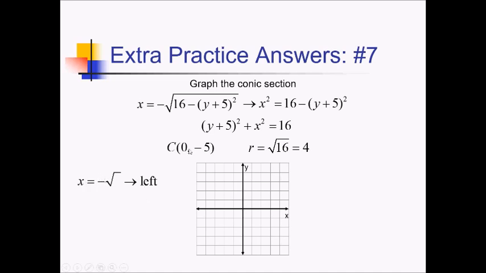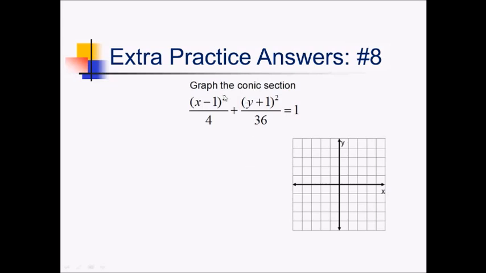So let me graph my center, and let me make my grid lines go by 2s. I'm definitely not going to have enough room otherwise. So our center, we have 0, negative 5 down here. And we're graphing the left half of the circle. So let me do 4 up right there, 4 to the left, and then 4 down, and then just graph the left half there.